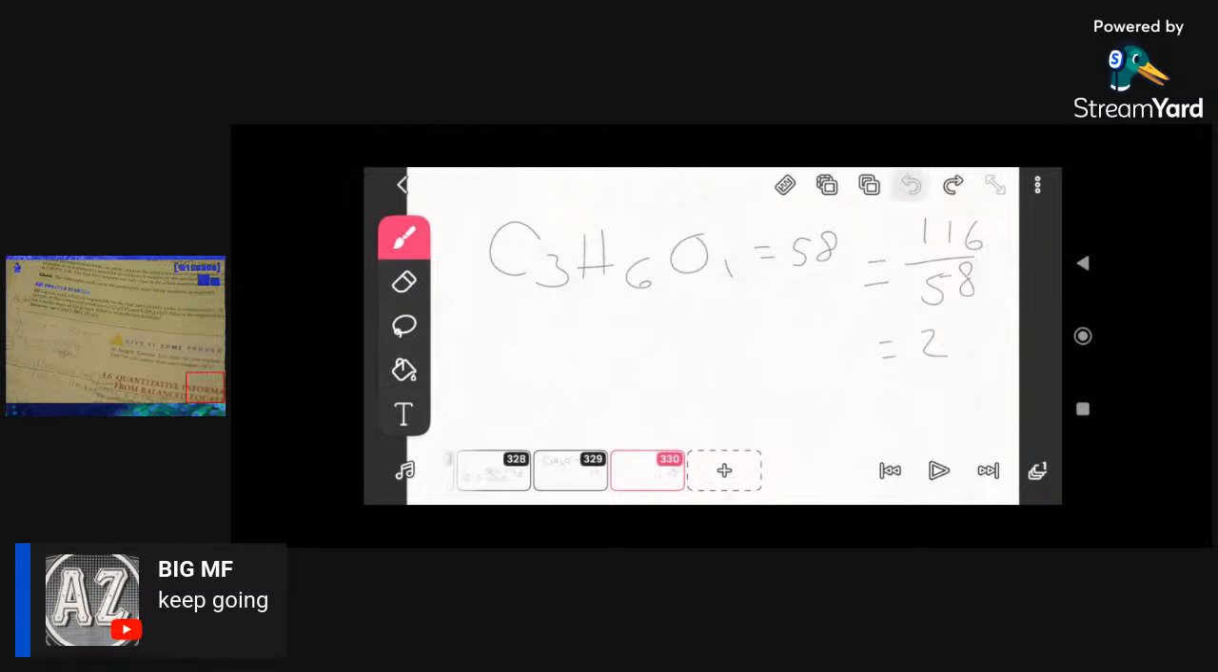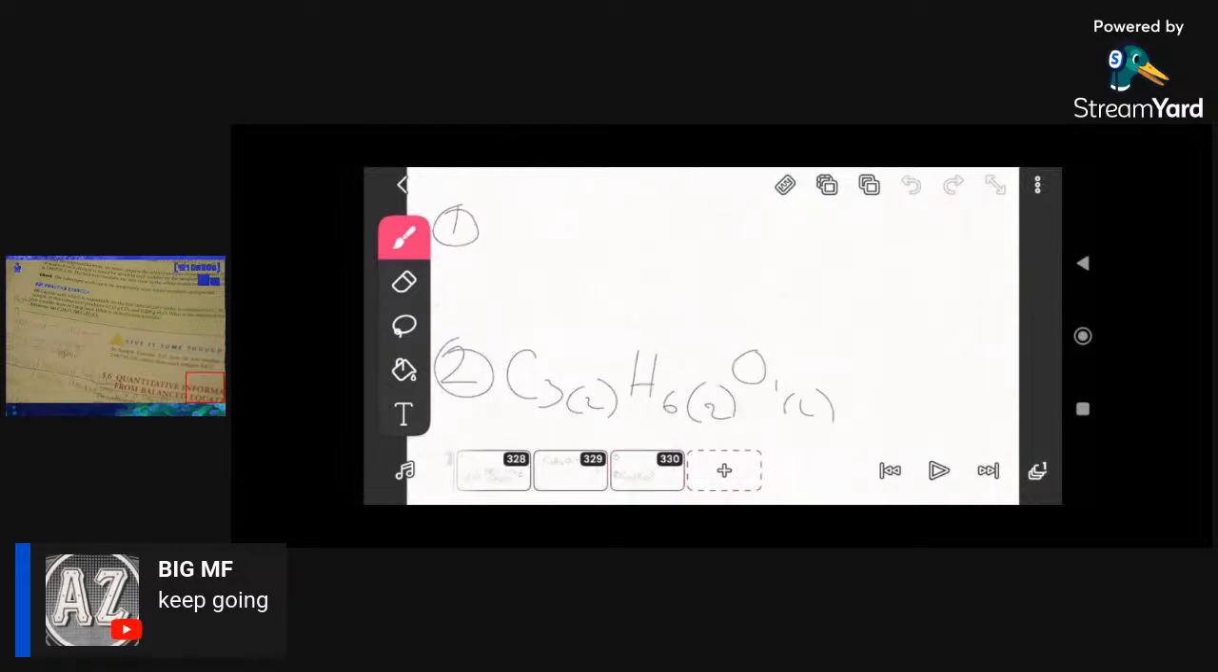So this is the answer to the first part of the problem, and then for the second part, we get C3 times 2, H6 times 2, and O1 times 2, and that's going to give us C6H12O2. Bam.